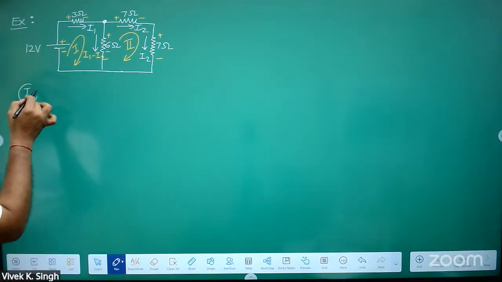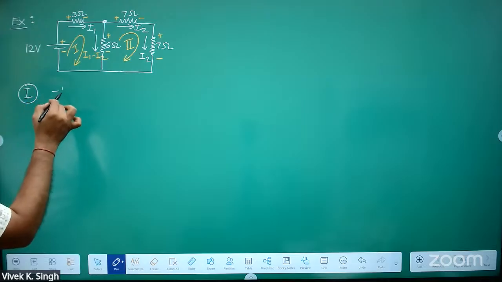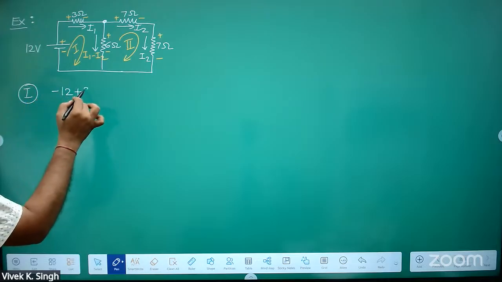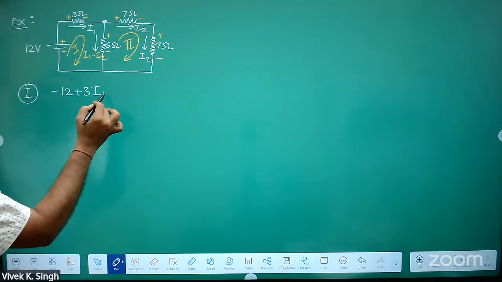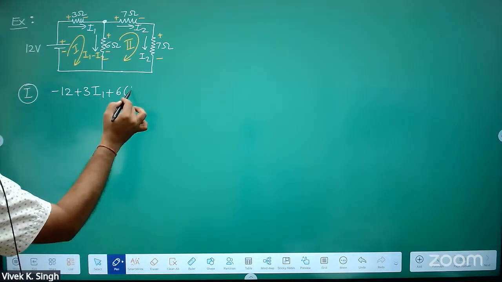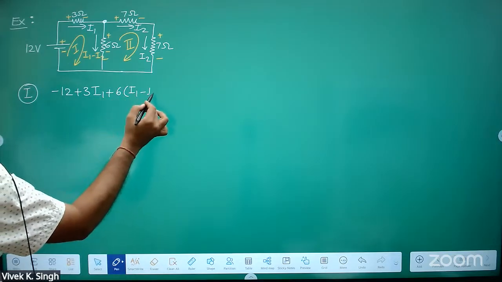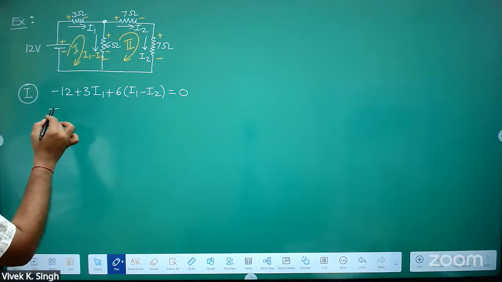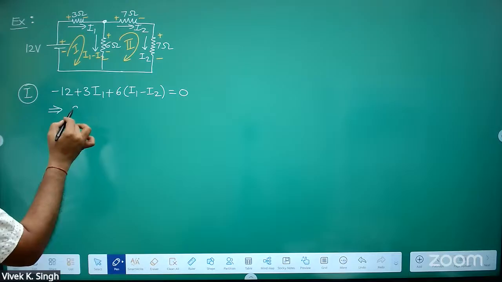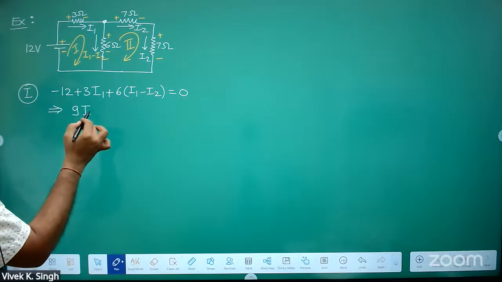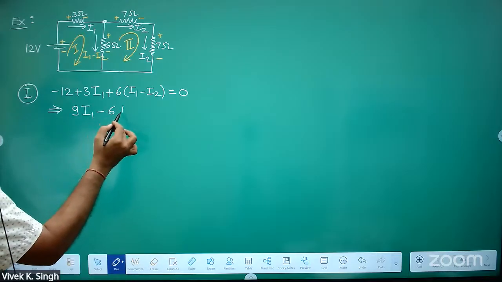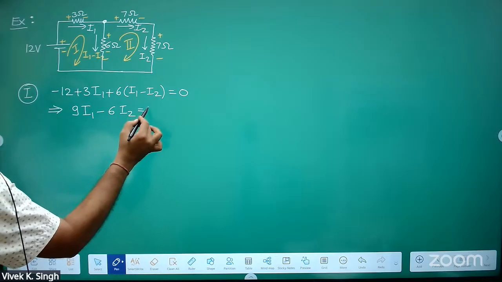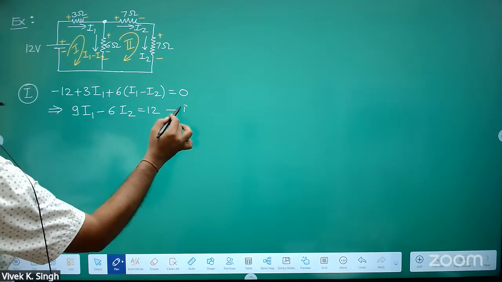See, loop 1. So minus 12 volt plus 3 I1 plus 6 times I1 minus I2 is 0. So this will give you 9 I1 minus 6 I2 is 12. Equation 1.